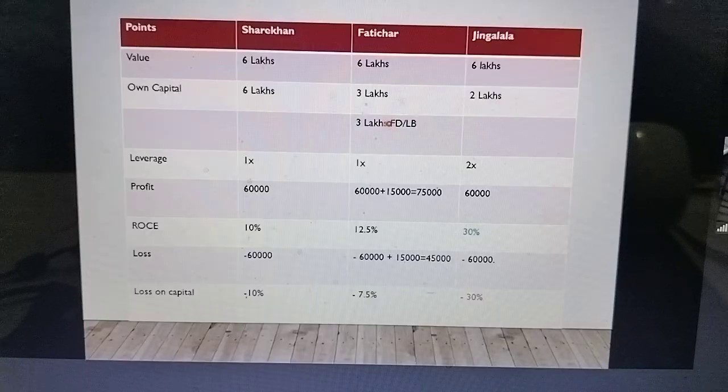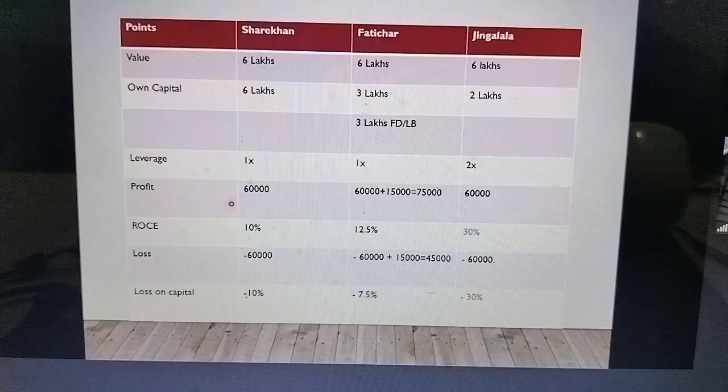So for all three of them, the contract value is 6 lakhs, but they have capital in different amounts. One has 6 lakhs in cash, one has 6 lakhs in cash plus another 3 lakhs in FD or liquid BeES. The third person has just 2 lakhs overall, just 2 lakhs cash. So the leverage is 1 time for Sher Khan, 1 time for Furniture, because the FD or liquid BeES is also considered as capital itself, whereas it is 3 times in the case of Jingalala.